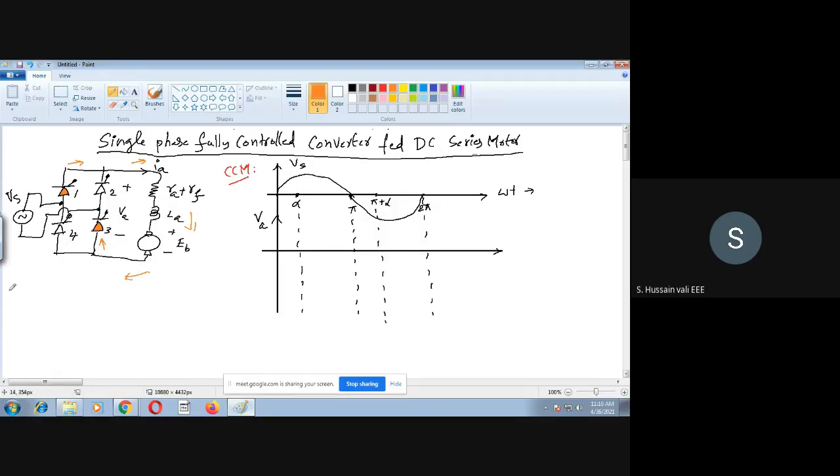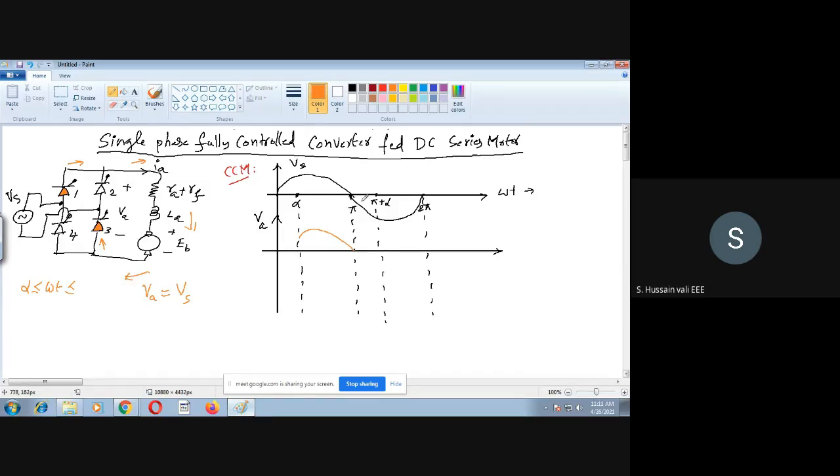So I will write here that when alpha is less than or equal to omega t less than or equal to, we will see the value later, Va is equal to Vs. Why is it so? Just like the previous case, the output voltage is the same as the supply voltage if the thyristors are conducting. So here at alpha, Va is equal to Vs. You draw the waveform similar to that, till omega t is equal to pi.